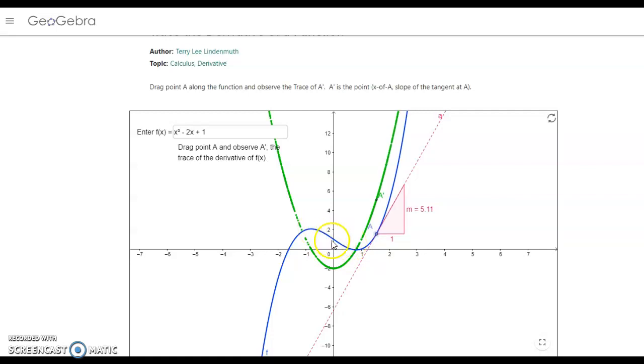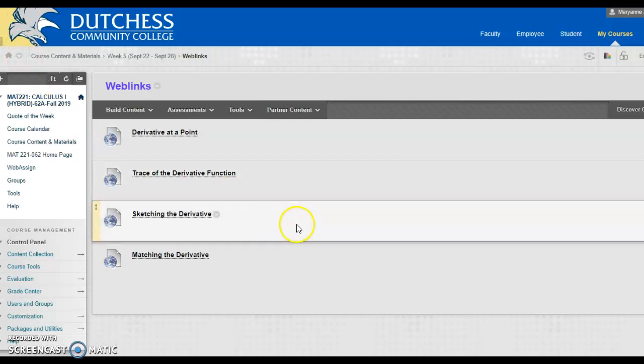Where the curve has a point of inflection, in this case negative, that should be the most negative point on the curve. And where the slope is positive, your derivative should be above the x-axis. And where the slope is negative, notice from this point to this point, the slope is negative, so the derivative curve lies below the x-axis. Those are key things that we're going to look for. You can change the graph, by the way. You can change the function and then play with this a little bit in your web links folder.